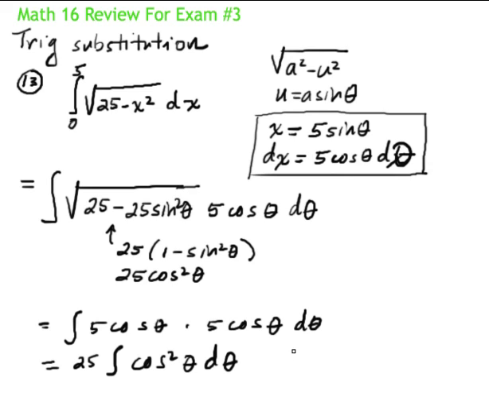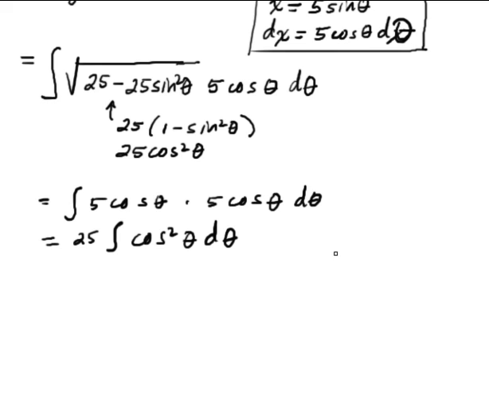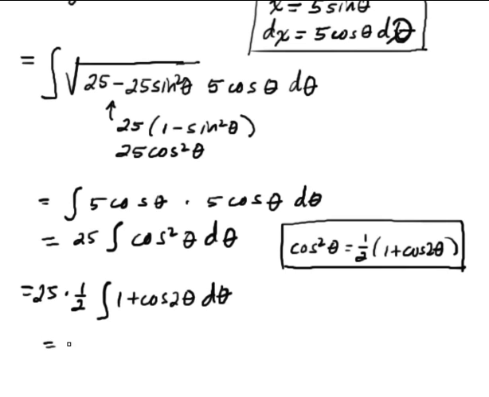And we're going to use our half-angle trig identity. Cos squared theta is equal to 1/2 times 1 plus cos 2 theta. So let's use this to integrate cos squared theta. I'll put the 1/2 on the outside. Okay, so now we're ready to integrate.